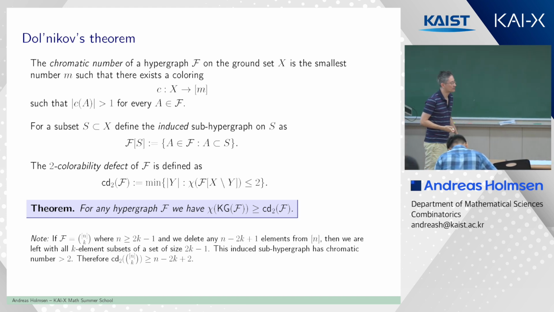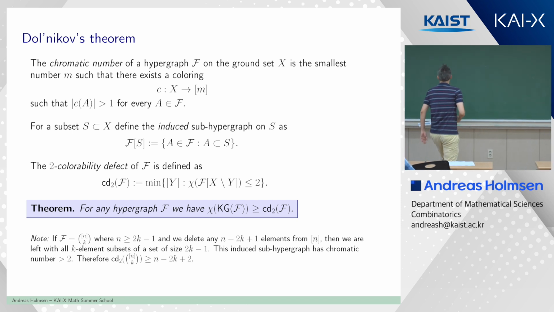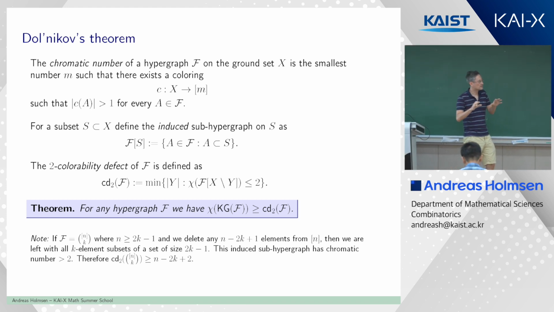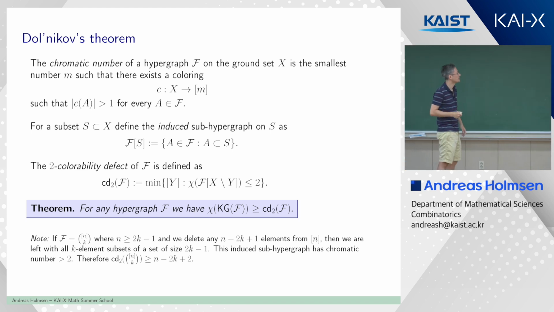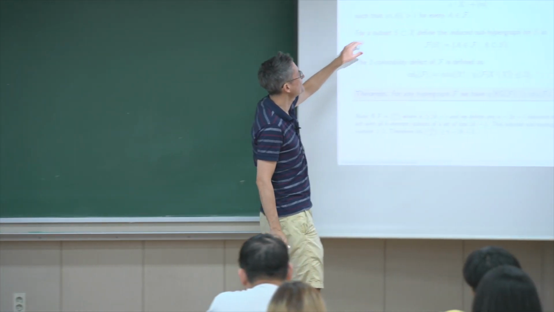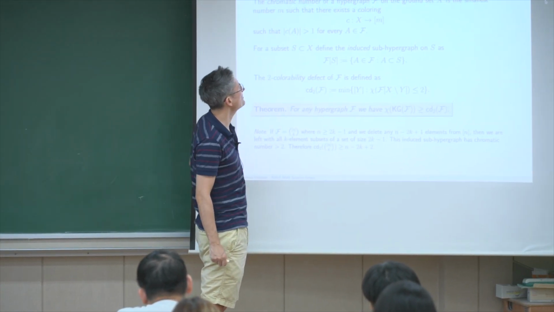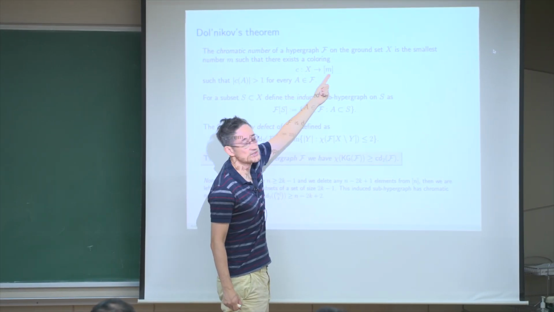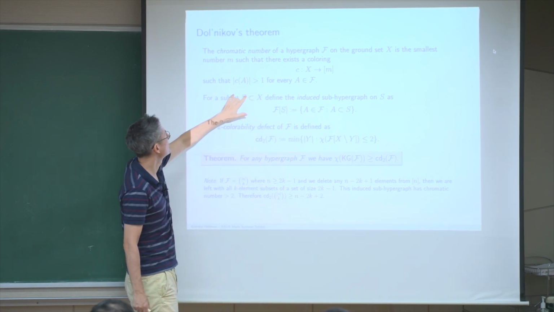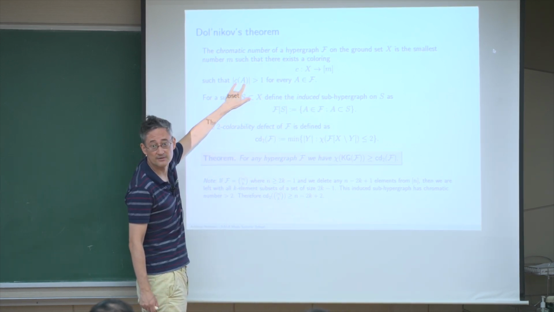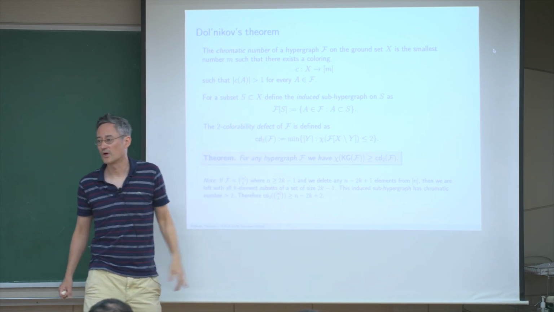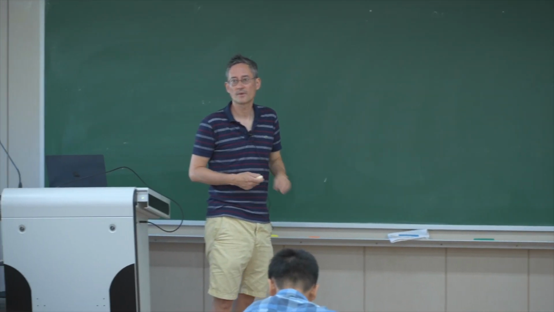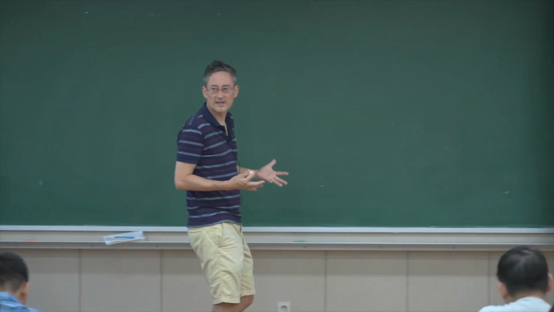It introduces the notion of the chromatic number of a hypergraph. Okay, so remember, a hypergraph was just a set system of subsets of some finite set. And the chromatic number of a hypergraph is the smallest number m so that you have a coloring of the vertices, that is a function from the vertices to the set m, with the property that the number of colors that you see for every edge is strictly more than 1. So this is what we call the chromatic number of the hypergraph.